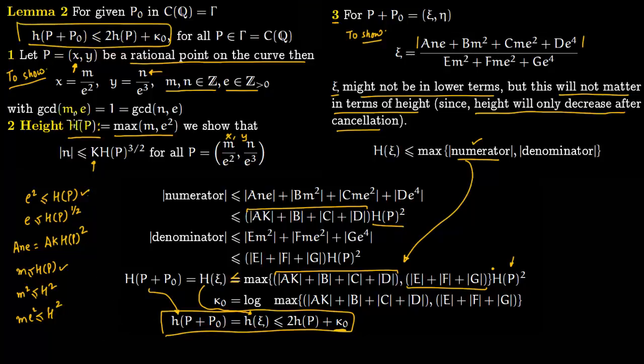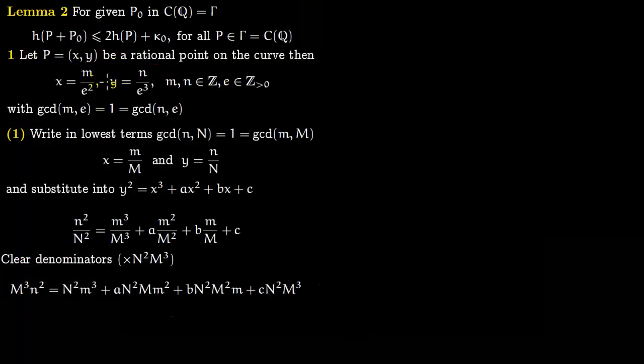So the only thing now left to show is 1, 2 and 3. So now we have to prove part 1. So x is equal to m over e square and y is equal to n over e cube, and the greatest common divisor we have to show is 1. So we start with the easy thing. We start writing x as small m over capital M and y as small n over capital N, and making sure they are already in the lowest terms. And then we will show M is e square and N is e cube, so that this condition is satisfied.